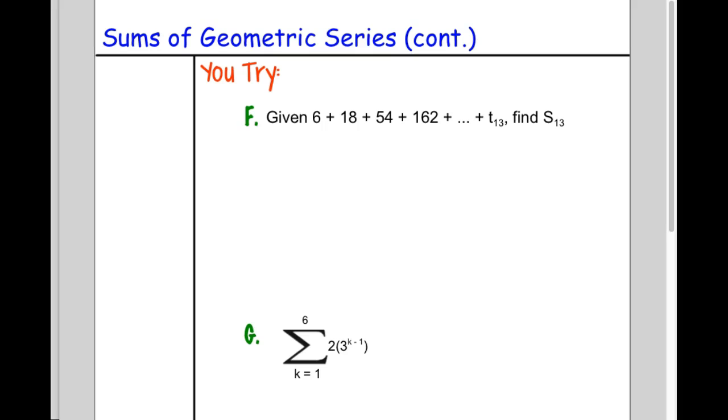So now what I want you to do is these 2 problems. I will tell you right now, your common ratio in F is a whole number. Therefore, you will have some pretty numbers for your answer. Same thing with G. And as always, bring your questions with you to class.